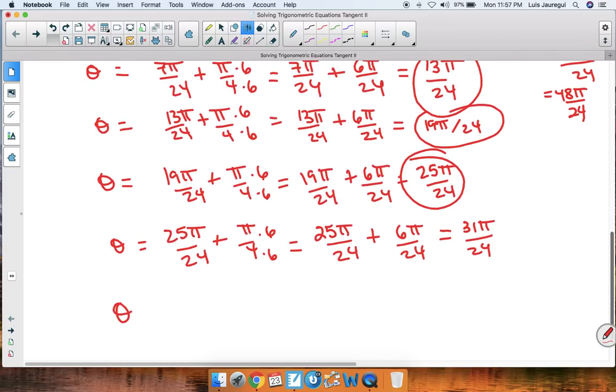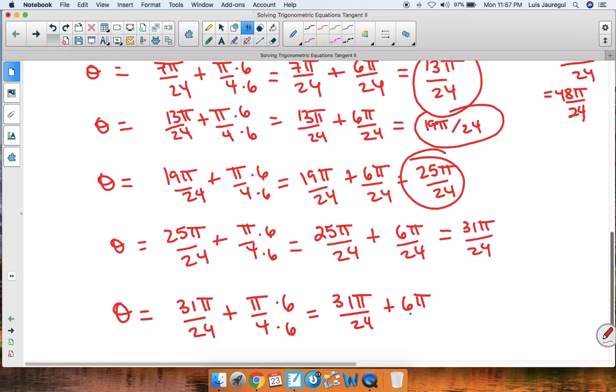Now the next one will be 31 pi over 24 plus the period of pi over 4. Again, let's multiply this one by 6 over 6 to get the same denominator. So this is 31 pi over 24 plus 6 pi over 24. And that gives you the 37 pi over 24.